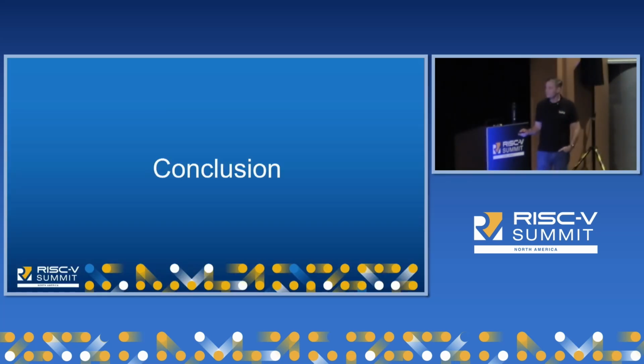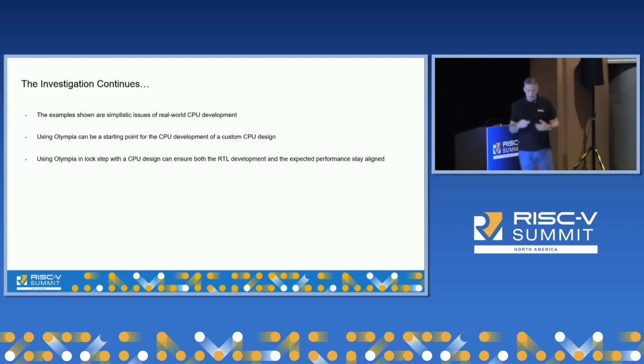So anyway, that was an example of how I use Olympia, or how we use it in the industry. The investigation will continue on things like this. That was a very simplistic view of a real CPU issue in CPU development. But what I want to stress more than anything else is Olympia, if you take it out of the box and you look at it and you say, this doesn't represent something that we would build, of course not. That's not what it's for.